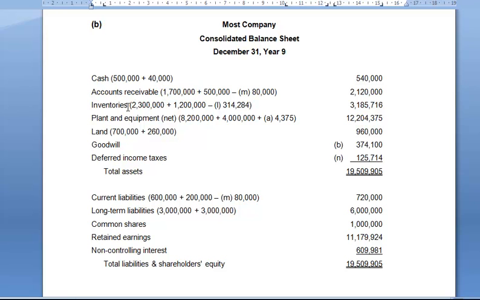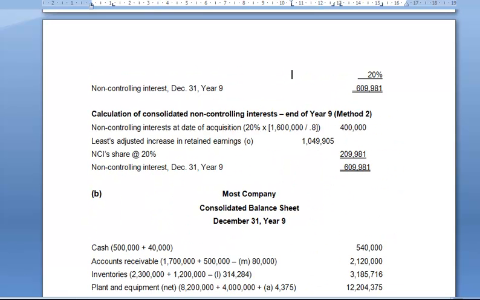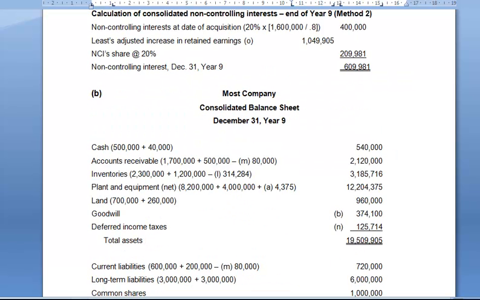With the inventory now, we take the inventory of the parent plus the sub, and we're going to take out the profit in the ending inventory. So where is that? Again, we'll have to go back up to our intercompany profit analysis, which we did way back when, and you can see it's here. It's in the ending inventory, the total of most and least selling. So the total amount of profit that's sitting in ending inventory for items that have not yet been sold by the end of year 9 is $314,284. So therefore, if we come back down here, that's going to impact our balance sheet right here.